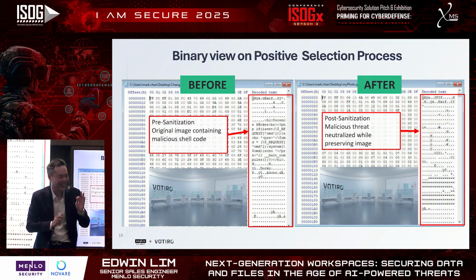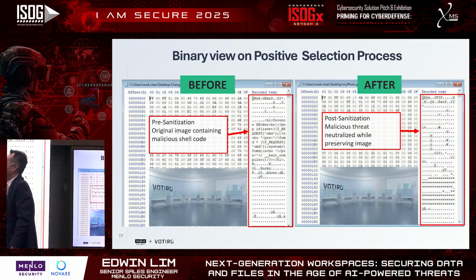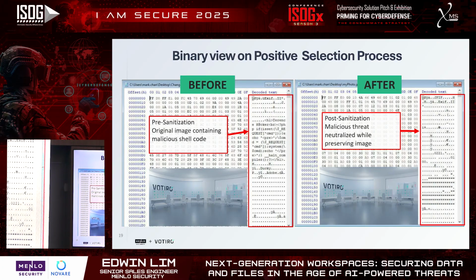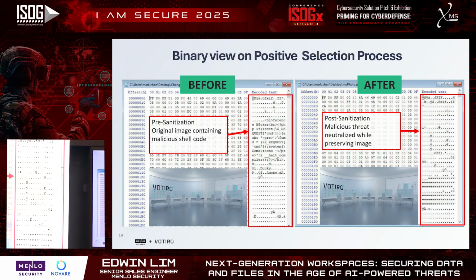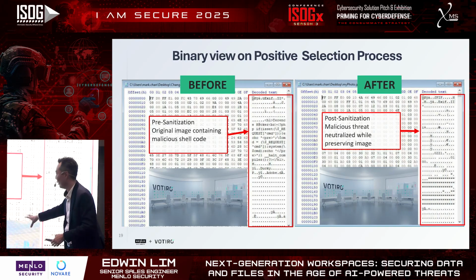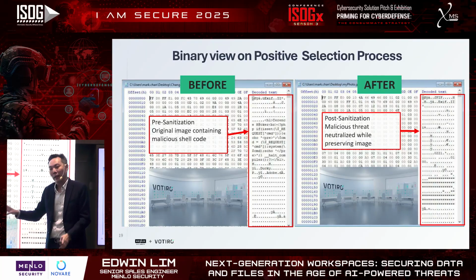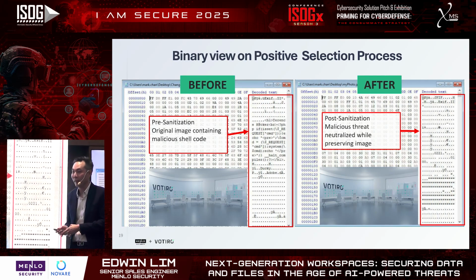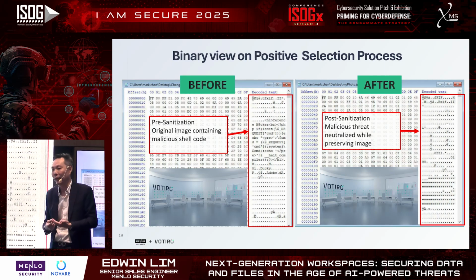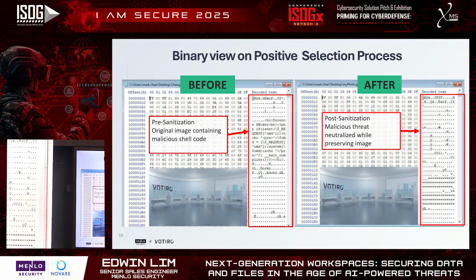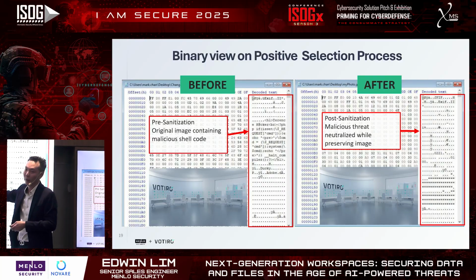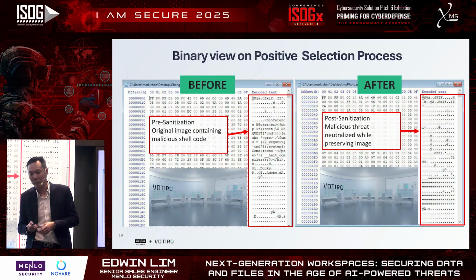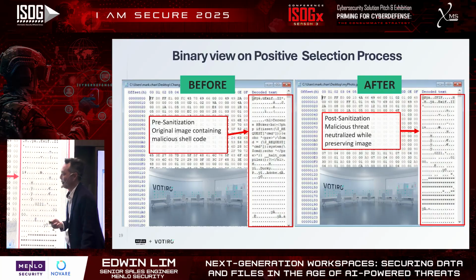Give me a few more minutes. Sorry. Okay, I just want to illustrate the binary form in a file. On the left is before sanitization. You can see there's shellcode here. After sanitization, the file is still exactly the same, but without the shellcode itself. So this is how our sanitization works. We take something that is known and put it into the new file, and anything unknown will be left behind.